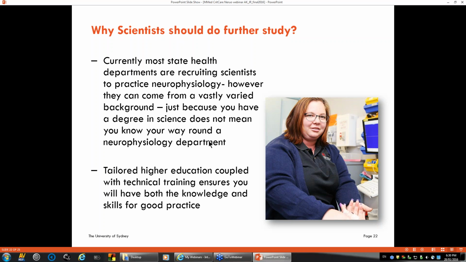ANTA and the ACNS, who are our Australian societies for scientists at the moment, are both very keen to work towards accreditation. To achieve accreditation, we need to have a higher education degree. So this is really the first step in that process. And in the future, hopefully, this will be a step towards registration for scientists.